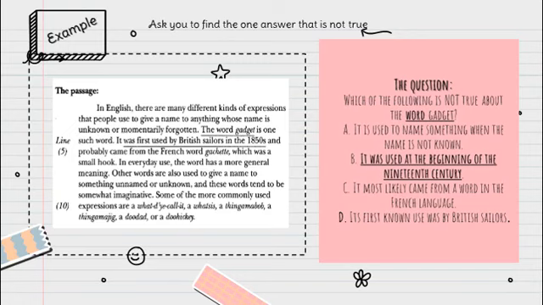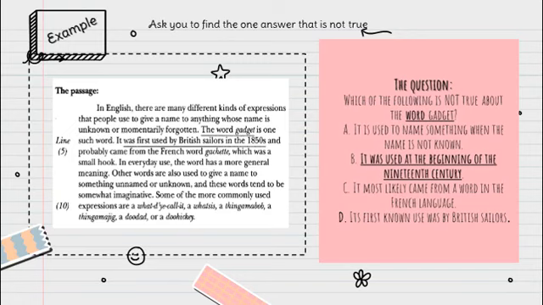Other words are also used to give a name to something unnamed or unknown, and these words tend to be somewhat imaginative. Some of the more commonly used expressions are a what's-ye-call-it, a what's-is, a thingamabob, a thingamajig, a doodad, or a doohickey.